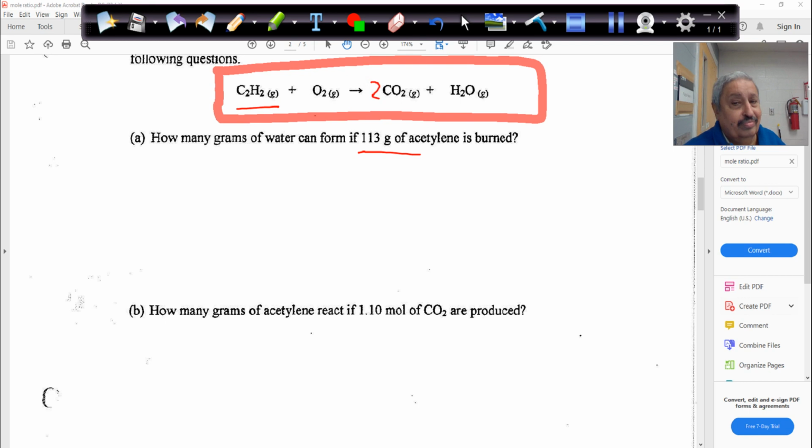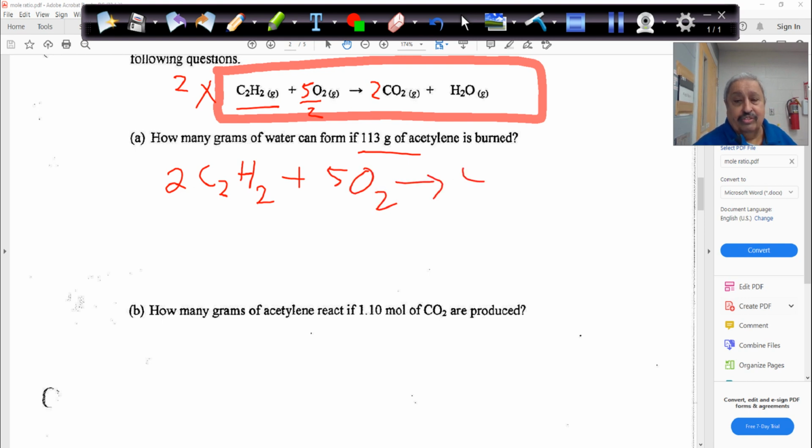Here is 2. Correct? And the hydrogen is already 2. So you have 4, and then we have how many? Correct, guys? 2 and 2, 4, and the oxygen is 5 on the other side. This will be what? 5 over 2. Everybody agrees? Then you multiply the whole thing by 2. The equation will look like 2 C2H2 plus 5 O2 gives 4 CO2 plus 2 H2O. It is balanced now.